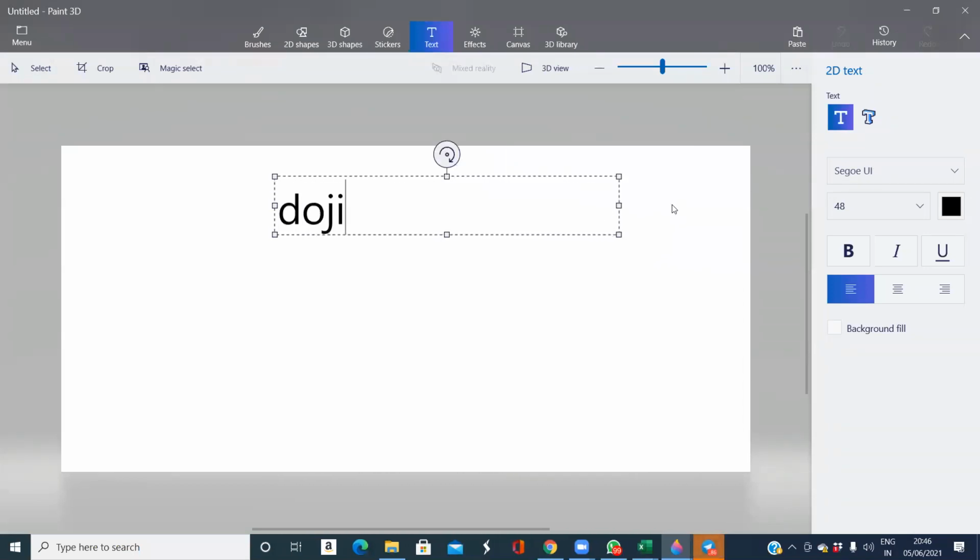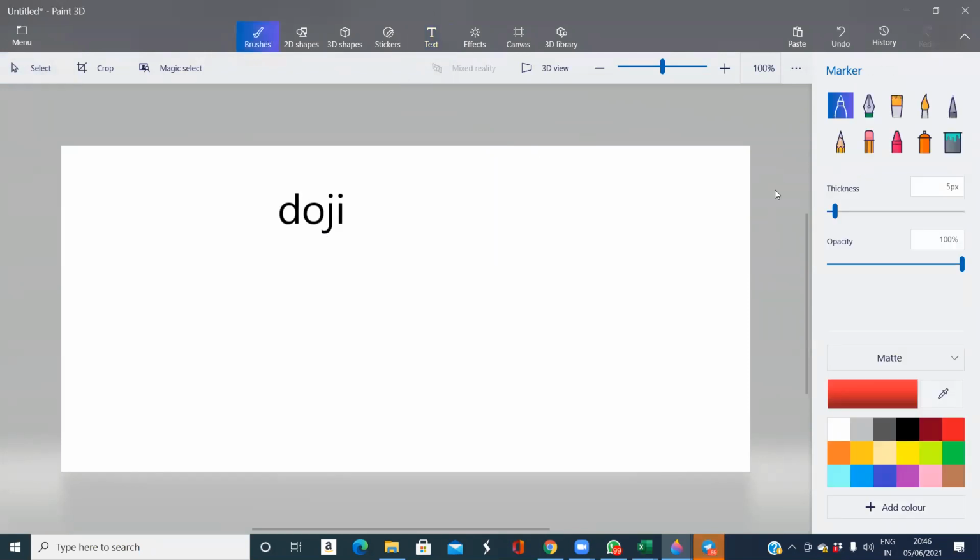D-O-J-I, doji. Okay, so in a doji candle, normally what happens? The open price and the close price are the same. The stock will make some high and some low. So open equals close, but it will make a high and it will make a low.